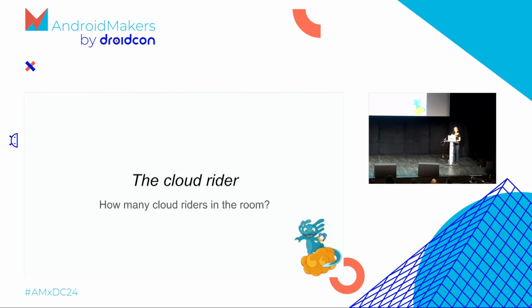So I call those people who actually do GCP in general, GCP or Amazon or whatever, I call them the cloud riders. So who here is doing cloud development in general, or maybe for AI? Yeah, you have 2, 3 people. Okay, really cool.